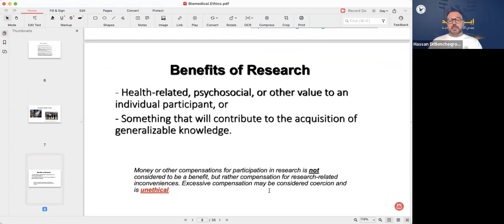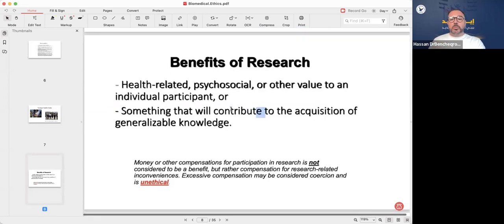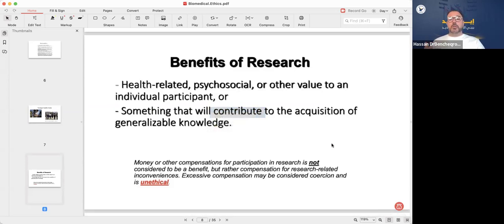The code of ethics for research states إنه الريسيرش لازم يكون عندها نفع للسوسايتي. It helps health, psychosocial, or any other value to the individual participant. So any research لازم يكون عندها قيمة, even if that value is not monetary, but it has to be health-related, social, psychosocial, etc. And it will contribute to the acquisition of generalizable knowledge, which means that it will add to the knowledge already that we had. Meaning بتضيف إلى المعرفة اللي كانت for that topic that the research is being made for.